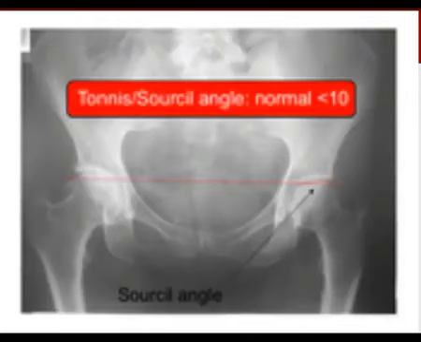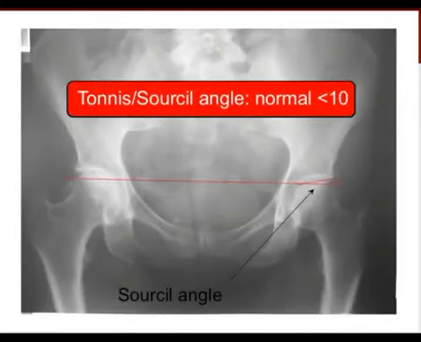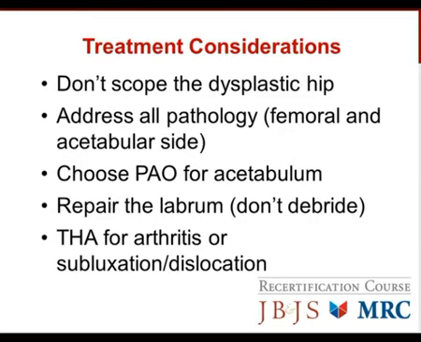The Tönnis or sourcil angle is also a commonly tested angle in the dysplastic hip. You can see how that's depicted here. When you have less than 10 degrees, you typically have a normal hip. Above 10 degrees, once you get abnormal, you have a very vertical roof of the acetabulum, which is associated with dysplasia.